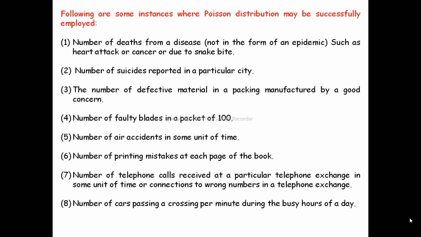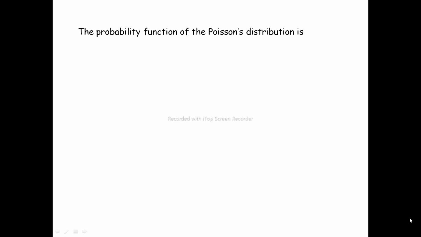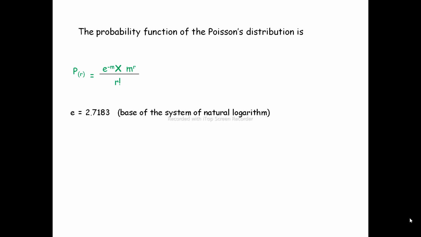Now the probability function of a Poisson's distribution is given by the equation P(r) is equal to e to the power of minus m multiplied by m to the power of r divided by r factorial. Over here the value of e is 2.7183, which is the base of the natural logarithm. m is the mean of Poisson's distribution and it is calculated as m is equal to n multiplied by p.